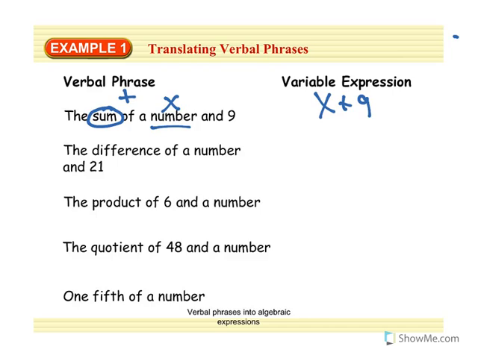Now for the second one, the difference. We can't write this in any order. 5 minus 3 and 3 minus 5 are not the same. They're opposites, and that will always be the case. If you take two numbers and subtract them in different orders, you're always going to get opposite results. We'll talk about that algebraically closer to the end of the year. So the difference of a number and 21. Let's use n this time, just to do something different. Difference, hopefully we know, is subtraction. The difference of a number and 21. It doesn't matter what variable you use.